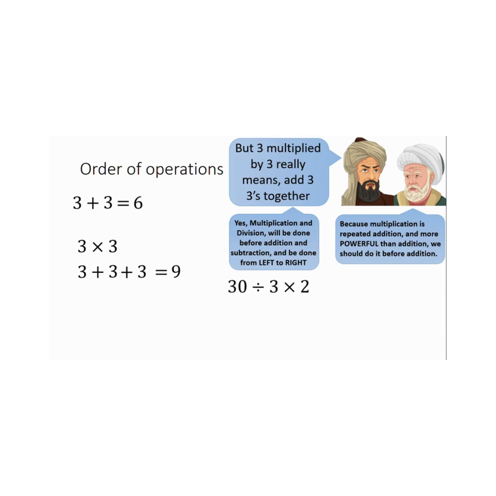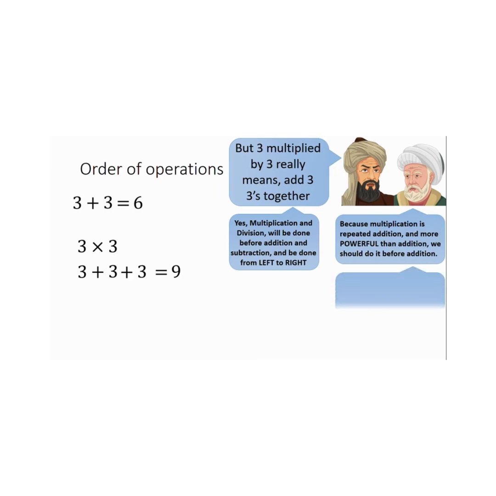Because, let's test that out. 30 divided by 3 times 2. So do we do the division first? 30 divided by 3 is 10, and then we multiply the 10 by 2 to get 20. Or do we do the multiplication first? 3 times 2 is 6, and then 30 divided by 6 is 5. They're not the same. So we're going to do it from left to right.